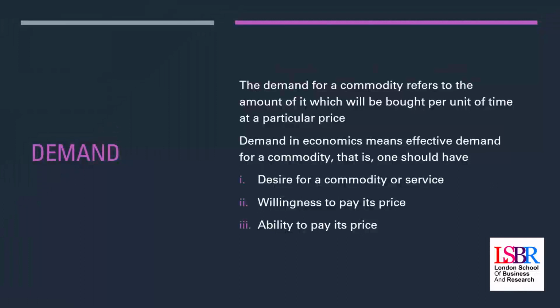So first things first, demand. Demand is a fundamental component, okay? In order for you to produce any product, you need to make sure there is demand for it. I mean, if you're going to produce something that's not demanded, then what's the point? Because you're not actually creating something that people want. So the demand for a commodity basically refers to the amount of it which will be bought for a particular unit of time at a particular price.